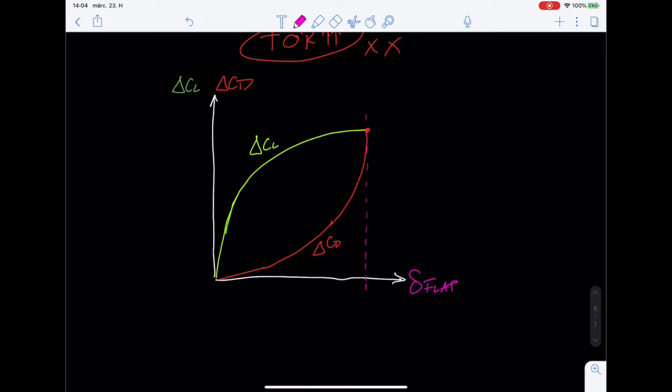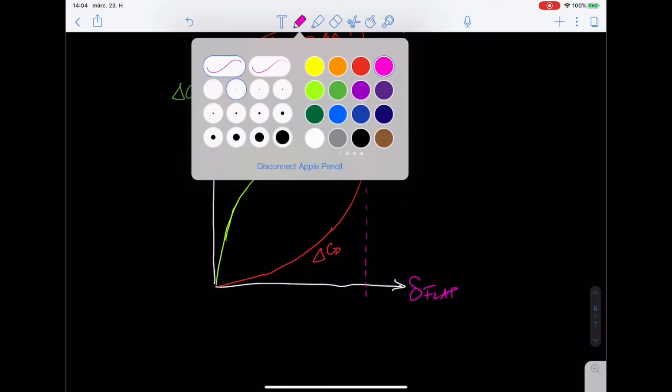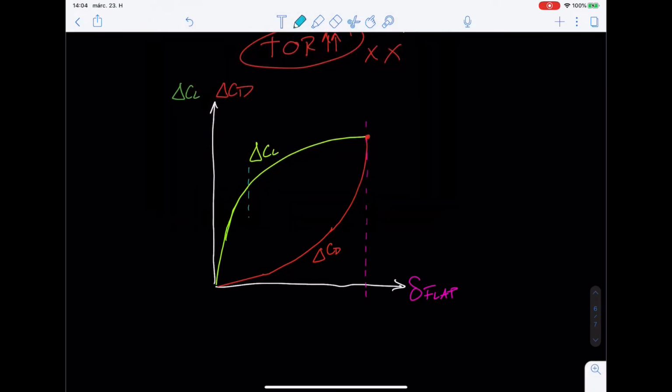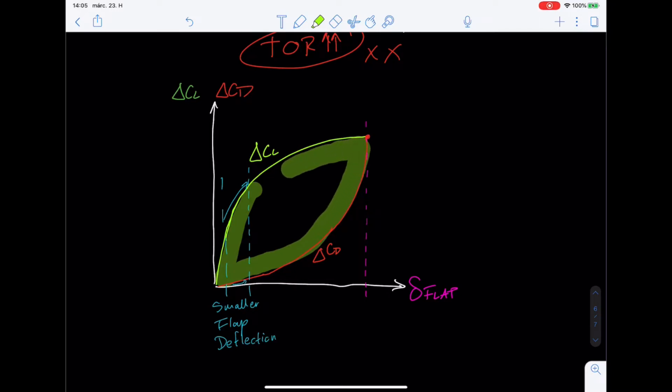Okay, so what we can see is that for lower flap settings, or smaller flap deflection, we're going to get a higher lift coefficient increment up here with only a small penalty for the drag coefficient, right? So usually the area which is useful to us is between the two curves, between the lift coefficient and the drag coefficient. So this area right here is the area which is, so to speak, useful for us. This is the increment in the difference between the lift and the drag, right?